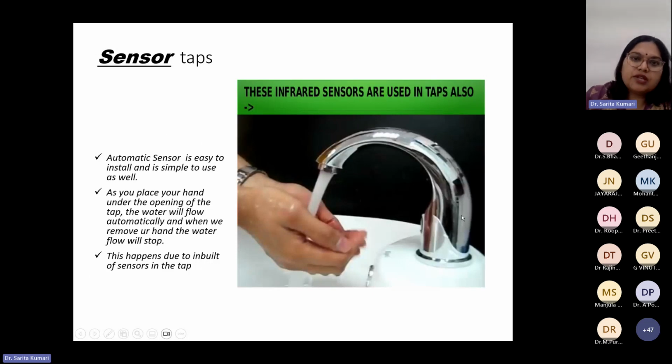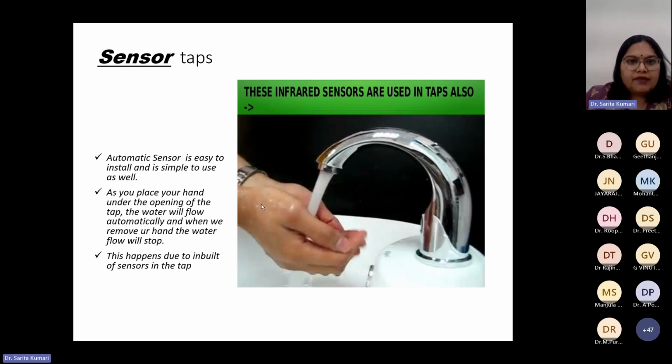So here we are using an infrared sensor, an automatic sensor. When we place the hand in front of the tap, the water automatically comes out. So there we are making use of a sensor. Again, nowadays if you go to any shopping mall, before entering, when you are in the proximity, the door will open. That is also being used. That is also one type of sensor we are using there. So here you can see the automatic sensor is easy to install and simple to use as well.